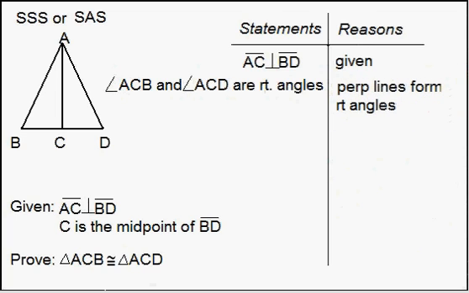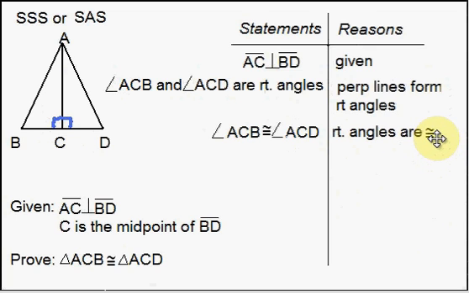Okay, and we can go ahead and mark that just like this. This is how you indicate that they are right angles. Okay, now the next thing is that since they're right angles, we know that they are congruent because all right angles add up to 90 degrees, so they have the same measure, so they're congruent. Alright, now we have one angle there.